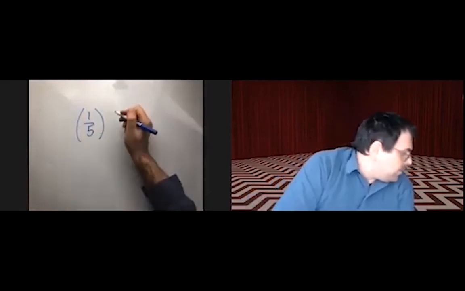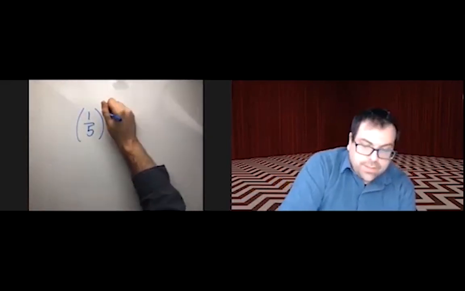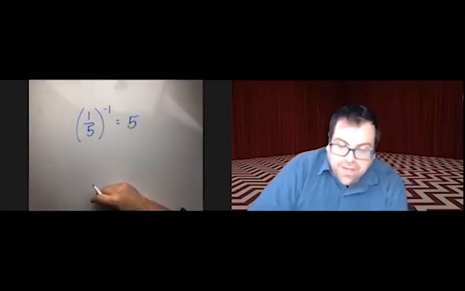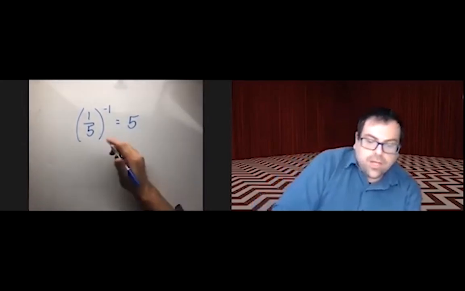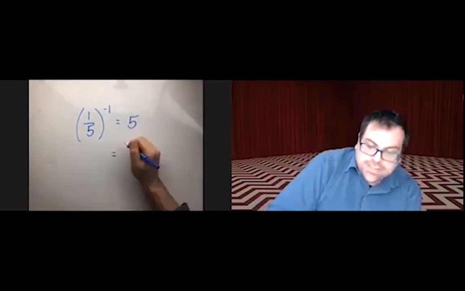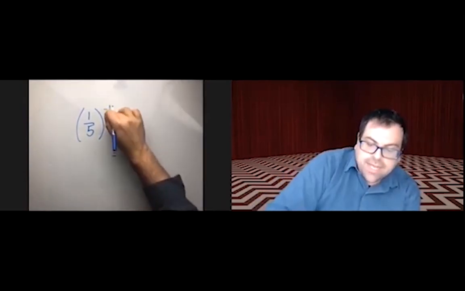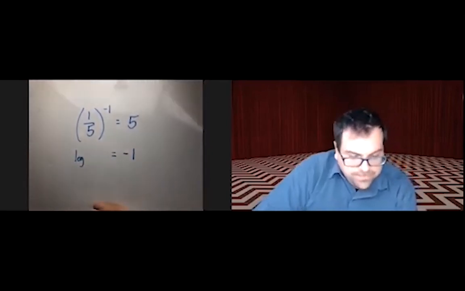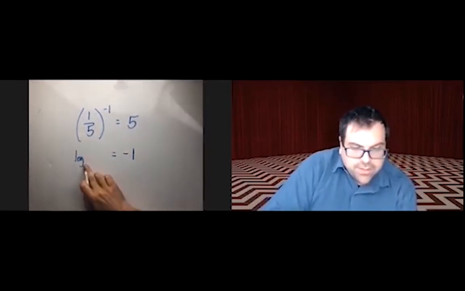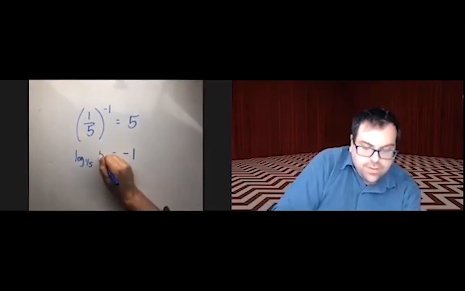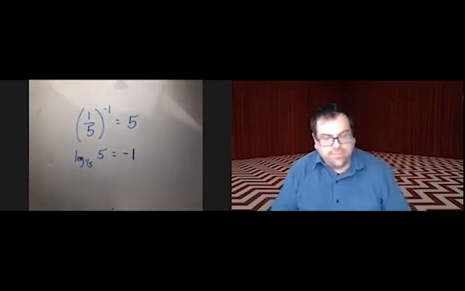1/5 to the -1 equals 5. A logarithm is an exponent. The exponent's -1, so the log is equal to -1. What's the base on the log? The base is 1/5. Argument would be 5.